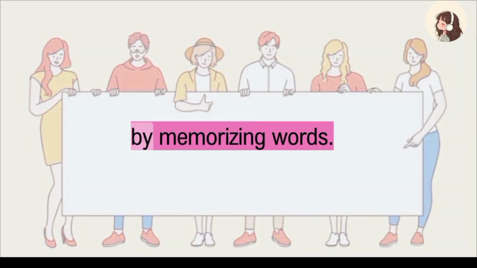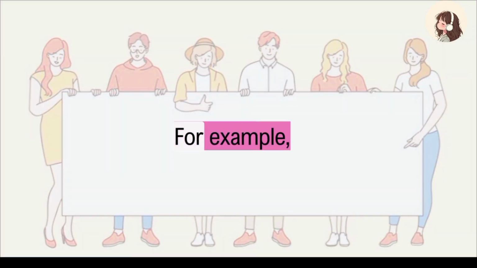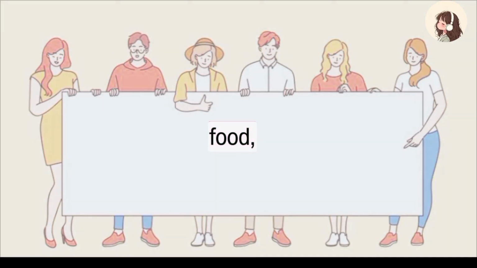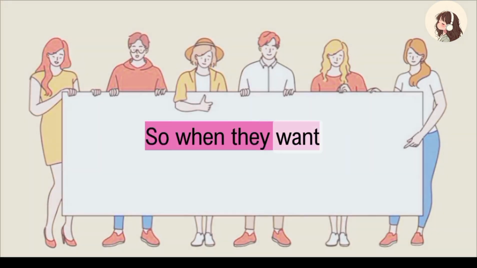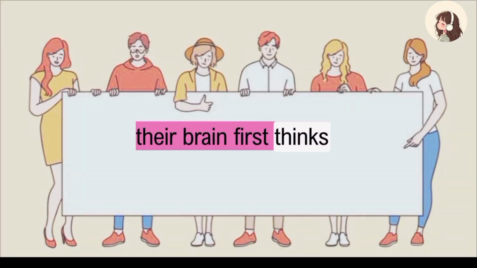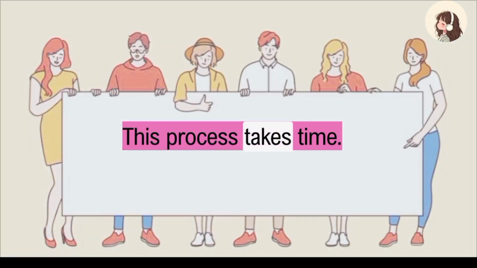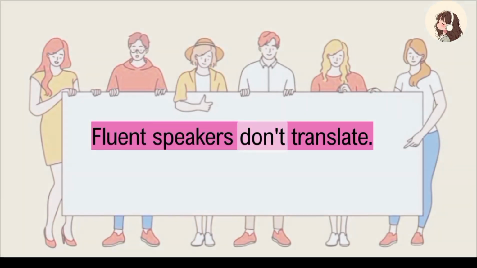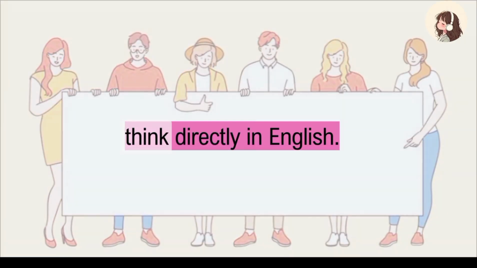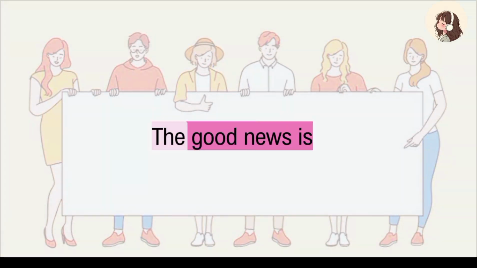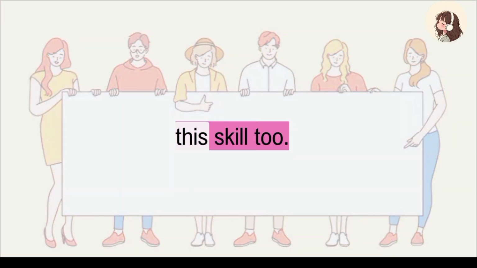Most people learn English by memorizing words. For example, house, ghar, water, pani, food, khana. So when they want to speak English, their brain first thinks in Hindi and then searches for English words. This process takes time. Fluent speakers don't translate. They think directly in English. The good news is that you can learn this skill too.